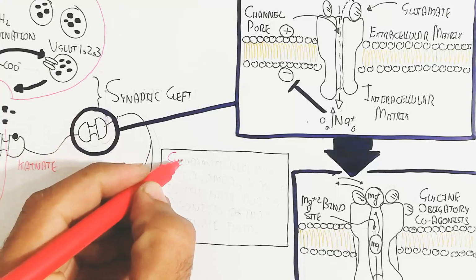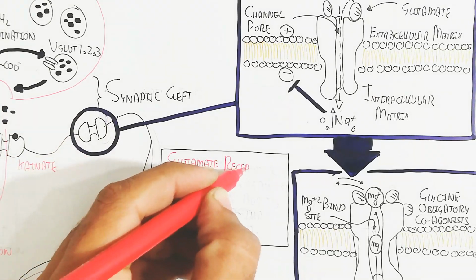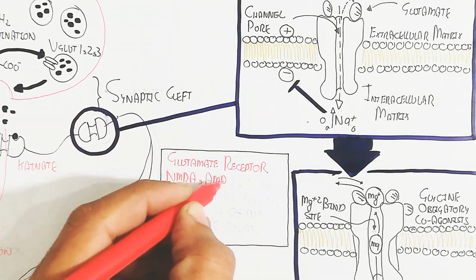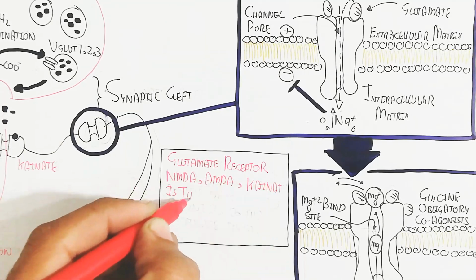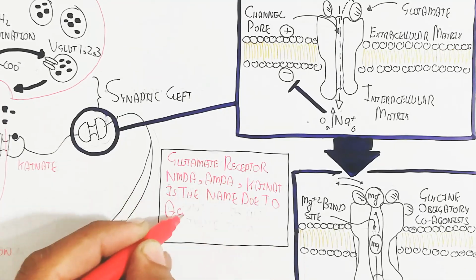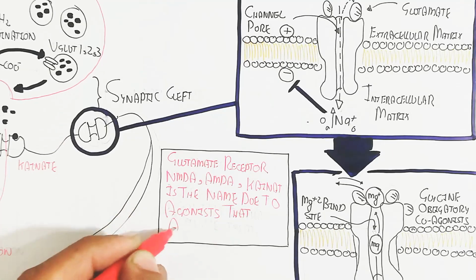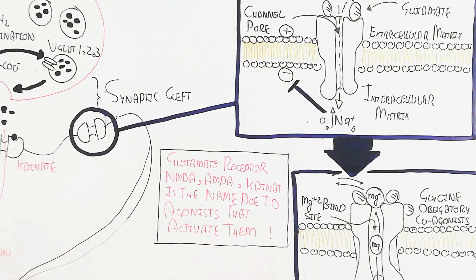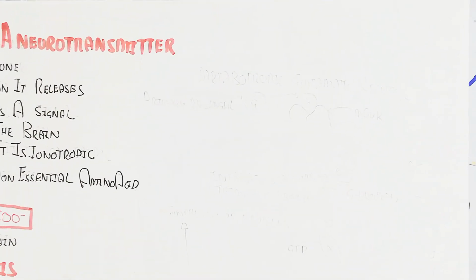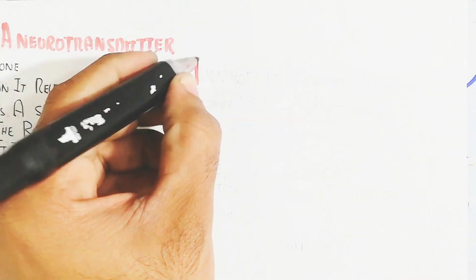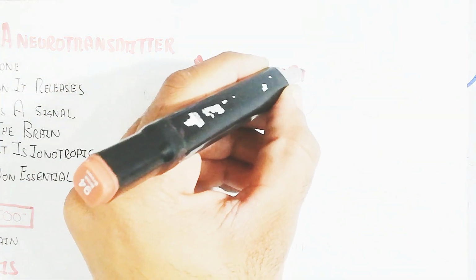So glycine, the obligatory coagonist, is used to promote this function. The glutamate receptors NMDA, AMPA, and kainate are named for the agonists that activate them. Let's begin to understand the metabotropic G protein receptor.